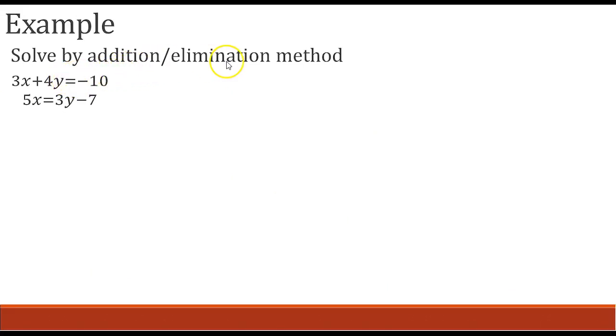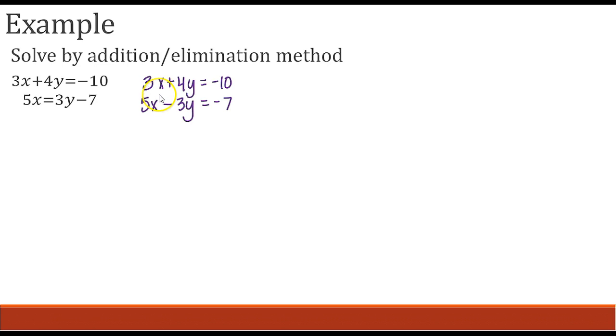Let's go ahead and solve again by the addition or elimination method. In this example, I have 3x plus 4y equals negative 10. The bottom equation is 5x equals 3y minus 7. So I'm going to have to start by subtracting the 3y to the left side to get my variable terms on the left. So I'll rewrite the top equation. That one is fine. The bottom equation will become 5x minus 3y is equal to negative 7. So I keep the negative 7 on the right.